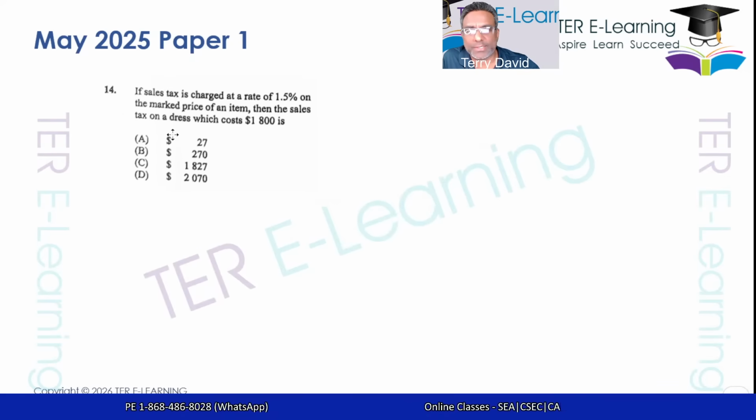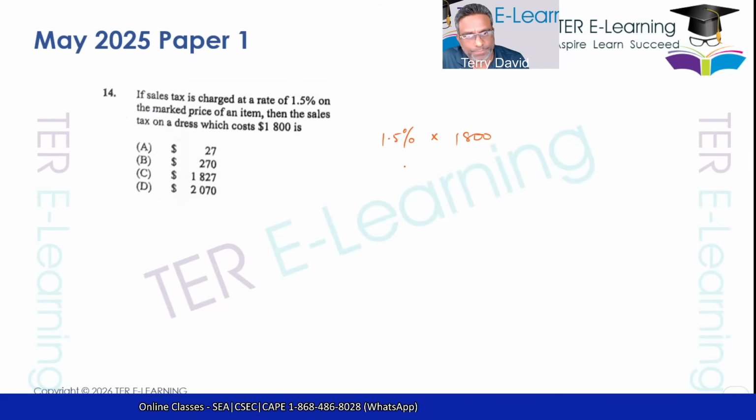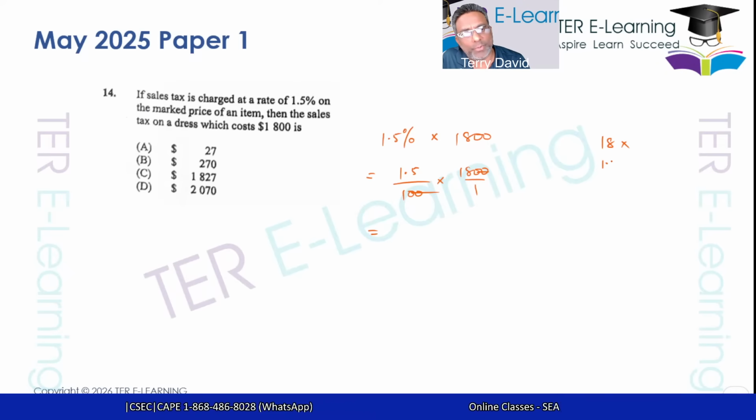Some of these questions are slightly different. If sales tax is charged at a rate of 1.5% on the mark price of an item, then what is the sales tax on a dress which costs $1,800? First of all, we have to find 1.5% multiplied by 1,800, so we want to get the sales tax. This is the same as 1.5 over 100 multiplied by 1,800. These two zeros will cancel, so we need to work out 18 multiplied by 1.5.